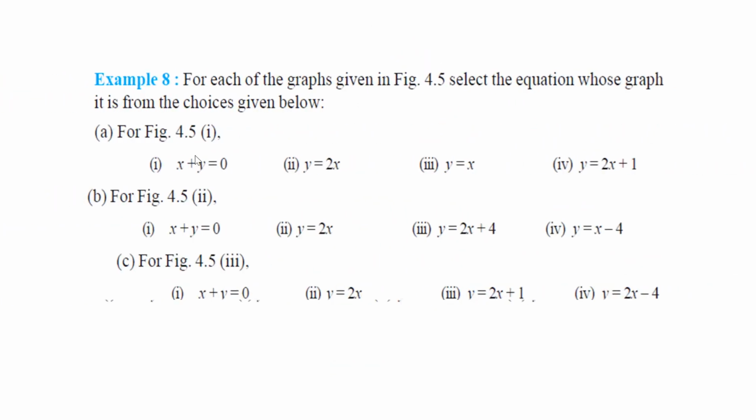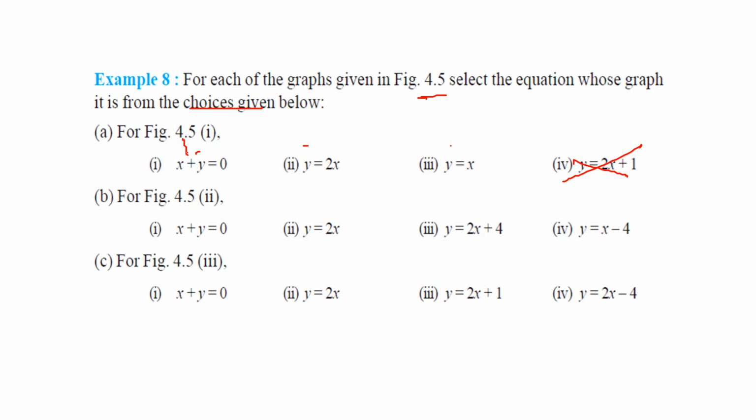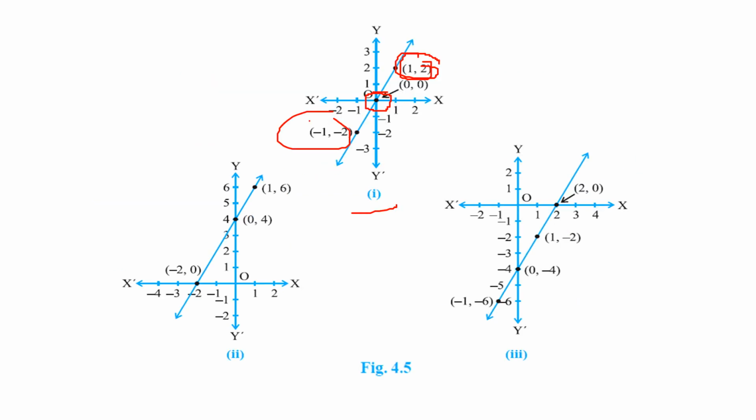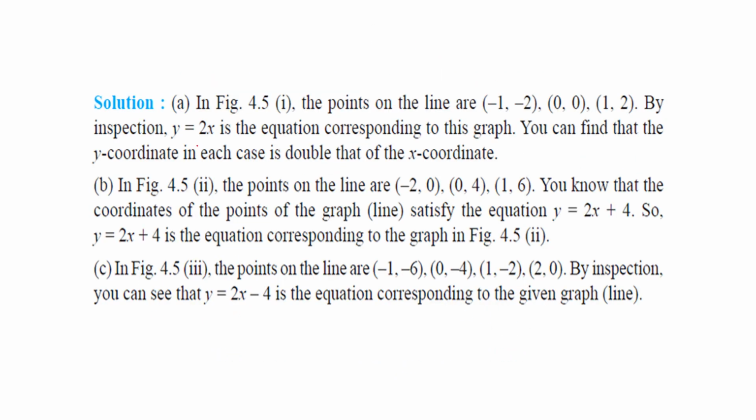Let us put here 1, 2. 1 plus 2 equal to 0? No, this is not a solution. y equal to 2x. So if we put x equal to 1, y equal to 2, this is solving it. And the other, if you put y equal to 2, x equal to 1, this is not solving. So by putting those values and understanding that it is passing through 0, we can say y equal to 2x is the equation.